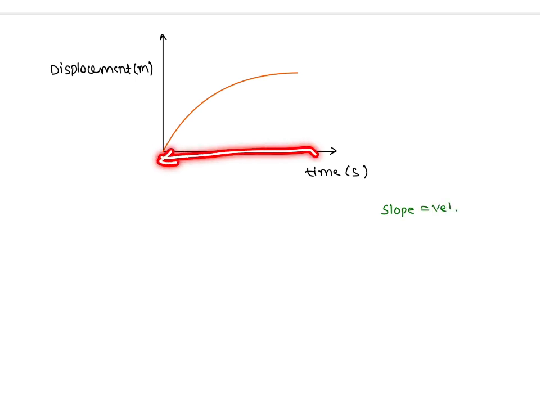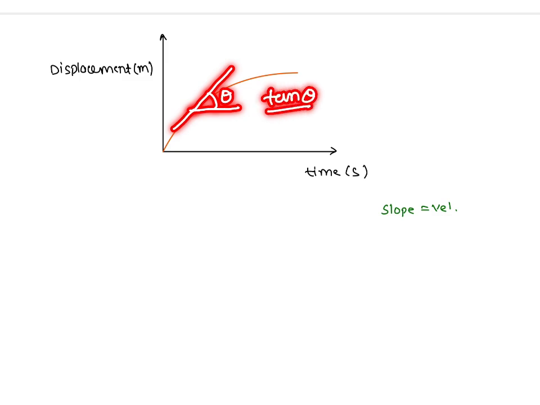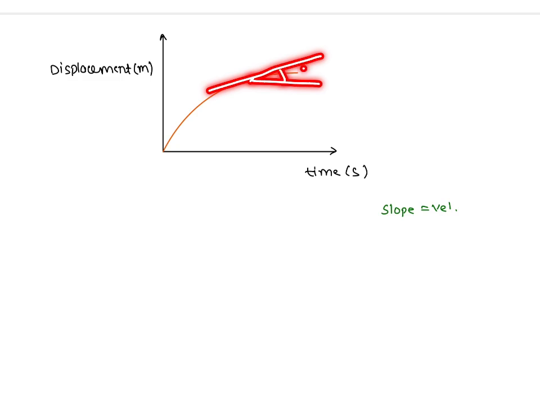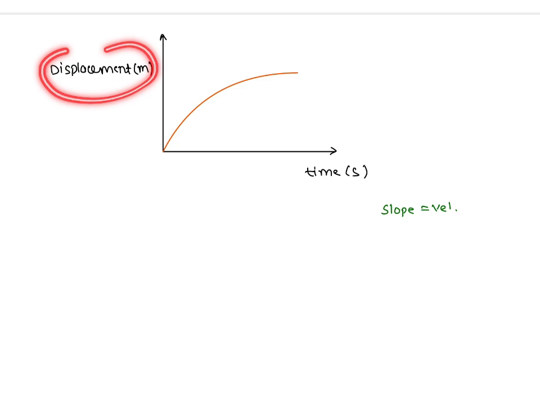So at t equal to 0, we do have a slope. If I have to get the slope at this point, then I have to draw a tangent here, and the angle with the horizontal, let it be equal to theta. Then tan theta will be the slope at this point. Suppose I have to find the slope here. I will draw a tangent here. Angle with horizontal, let it be theta. So tan theta will be the slope at this point. So you should know that in a displacement time graph, slope represents velocity.